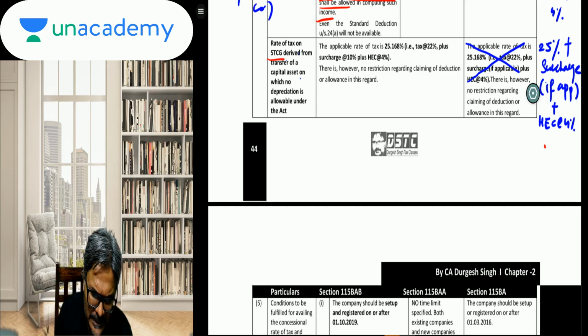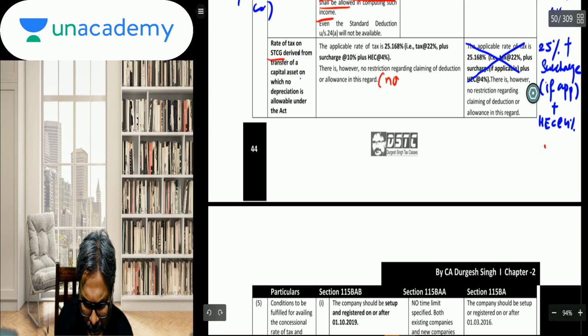plus surcharge plus HEC obviously. So that is 22 plus 10 and 4. There is, however, no restriction against claiming deduction or allowance. Means the normal computation of short-term capital gain. So it implies that normal STCG computation is done.